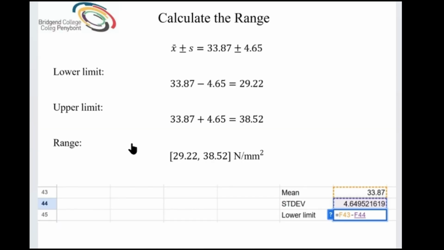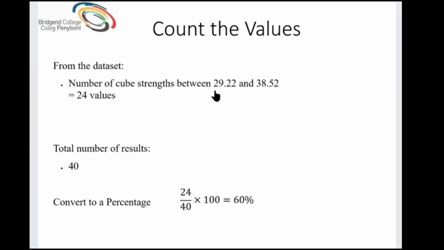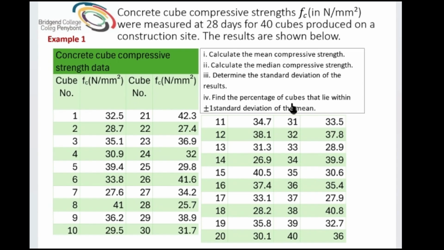Back to the slides here, telling you that we have 24 values accepted within these limits. So 24 out of 40 times 100 will give you 60%. So this is the answer to the question: what's the percentage of cubes that lie within plus or minus one standard deviation? Hope this is clear. Please watch the video once again at a slow pace so you can answer.